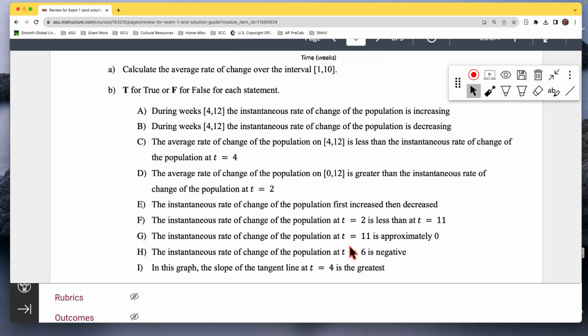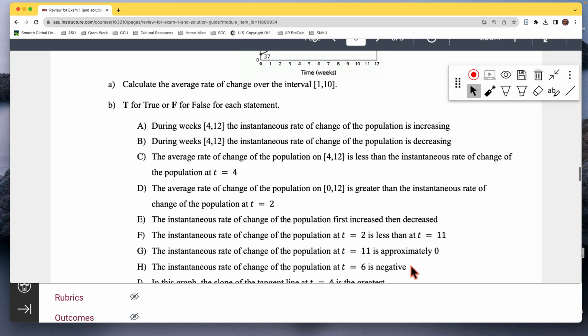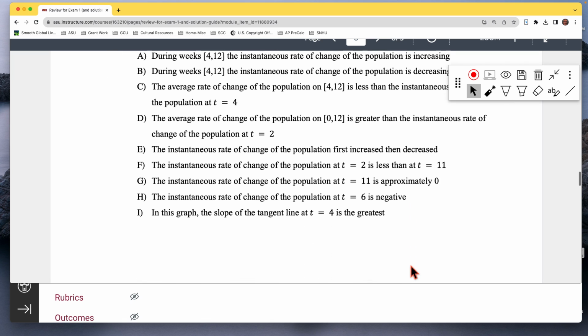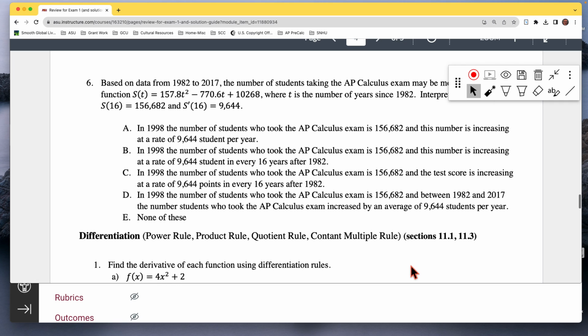I find that they can't be obvious, or they try to make them not obvious, otherwise it's not a good question. But in doing that, they oftentimes seem sort of tricky. But practice these, because that's kind of what the true-false is taken from. You'll have a graph, and then they'll ask some questions about it, true-false, about the rate of change. Let's see.